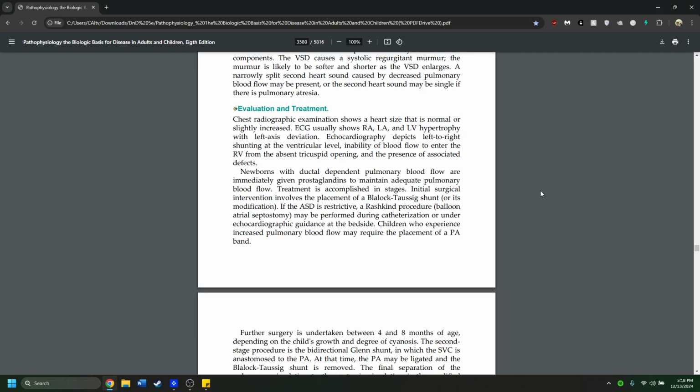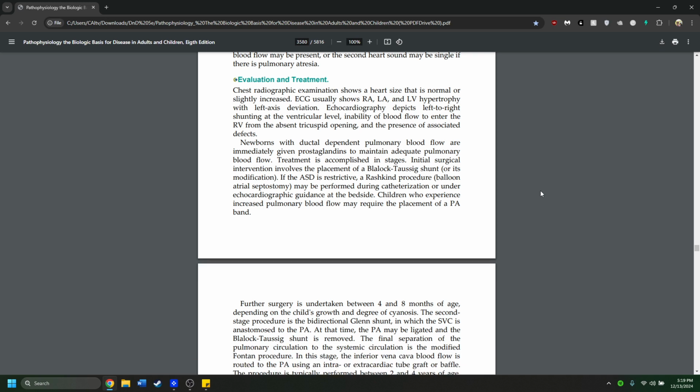Treatment is accomplished in stages. Initial surgical intervention involves the placement of a Blalock shunt. If the ASD is restrictive, a Rashkind procedure or balloon atrial septostomy may be performed during catheterization or under echocardiographic guidance at the bedside. Children who experience increased pulmonary blood flow may require placement of a PA band.